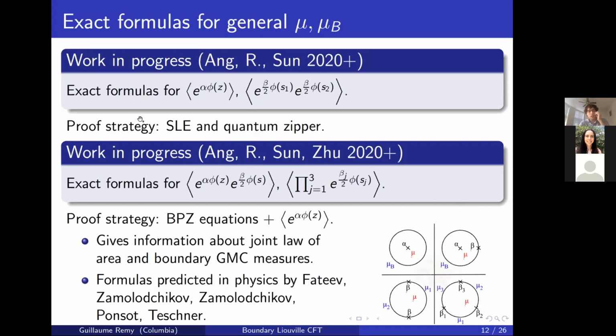So there's 2 proof strategies. To get the bulk 1 point and the boundary 2 point, for some technical reasons I'll touch on a bit later, the proof strategy with these CFT techniques, the ones coming from the so-called BPZ equations, don't quite work. So we have to rely on some beautiful tools that Morris and Shin have developed.